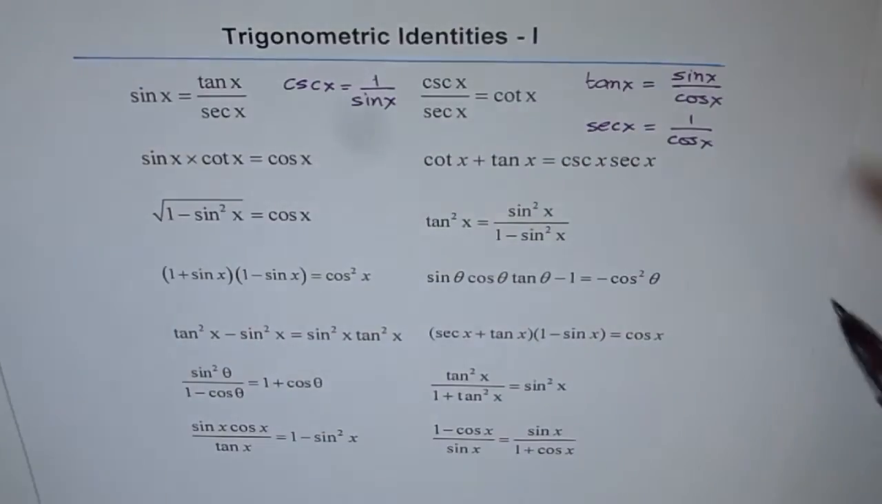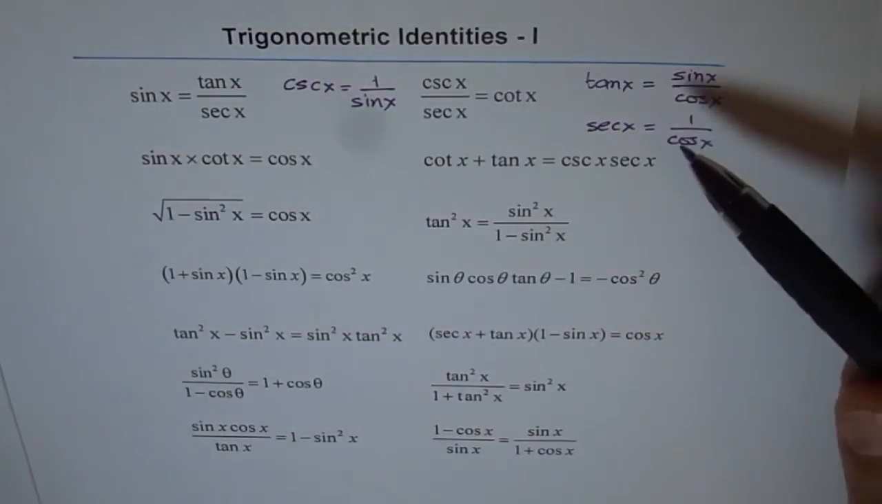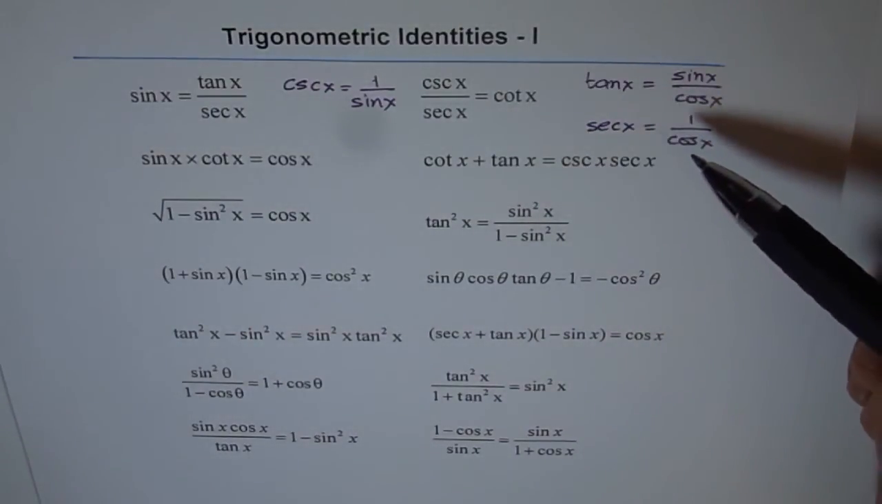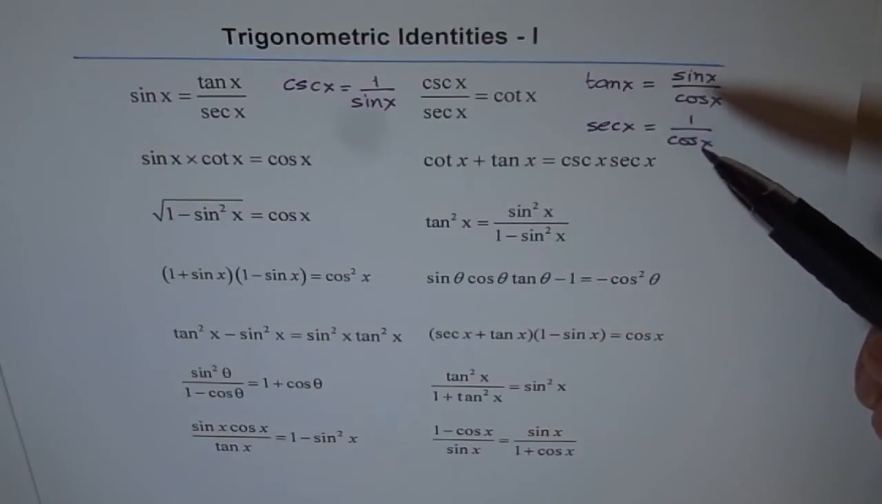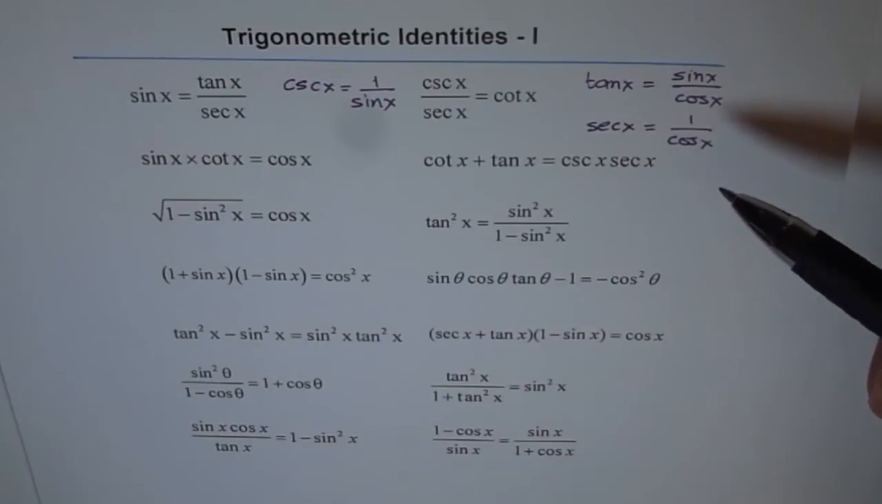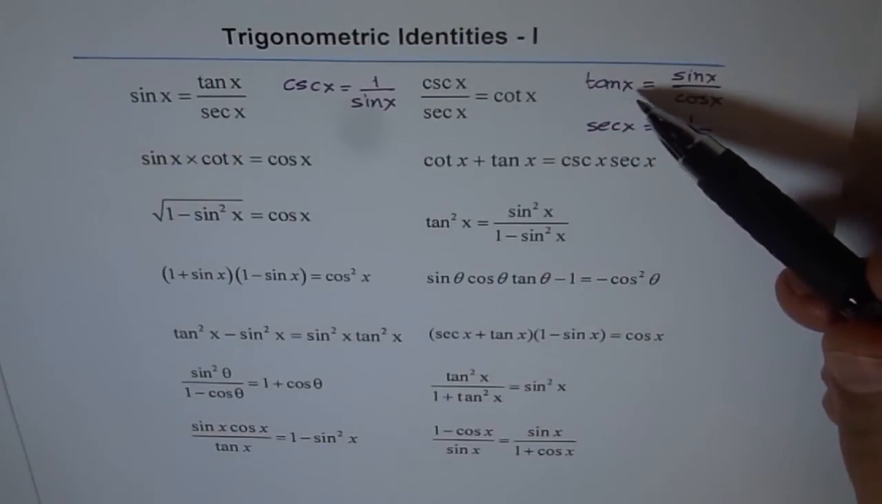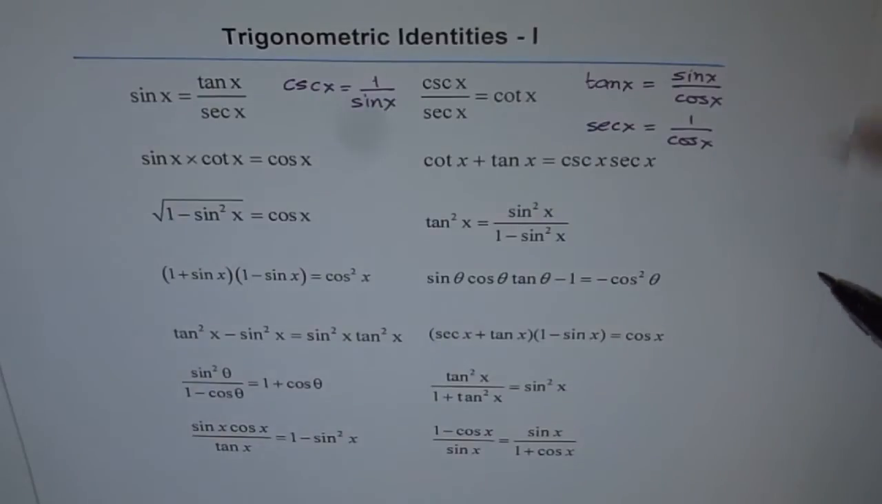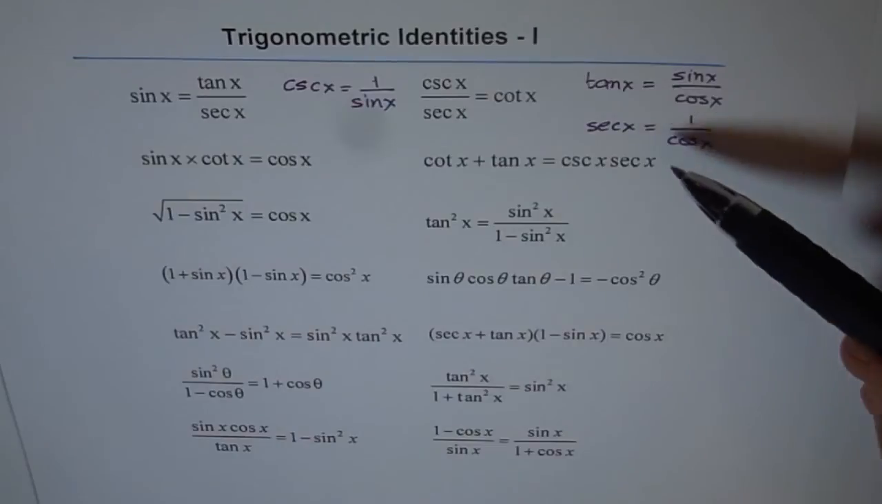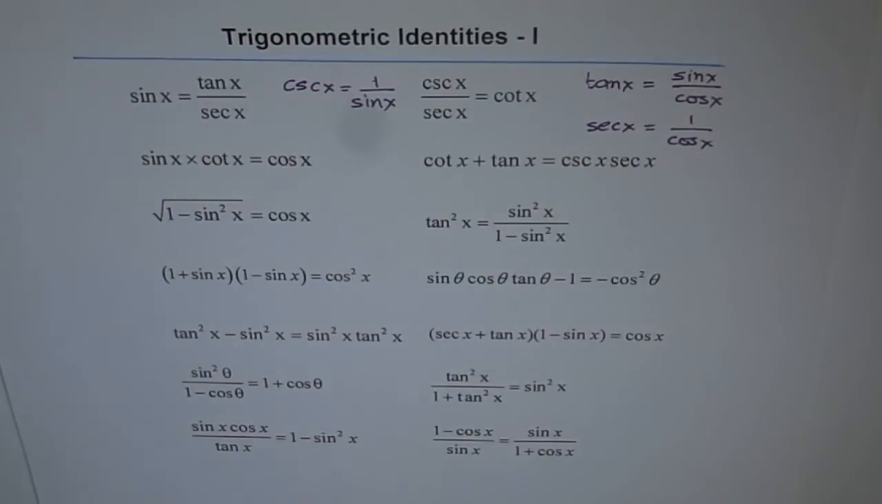So if you replace all trigonometric ratios in terms of sine and cosine, you should be able to get these first 4. Cotangent is reciprocal of tangent, so it will be cos over sine. Correct? I need not write all of them, but I'm trying to explain you here. So that will take care of first 4 identities.